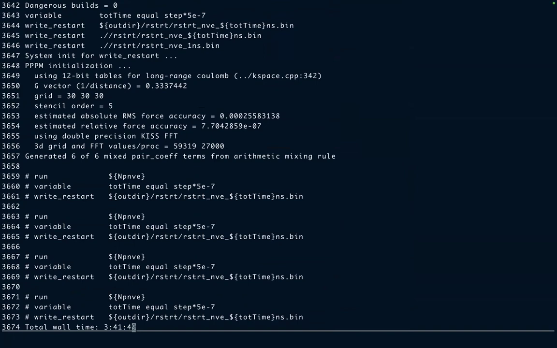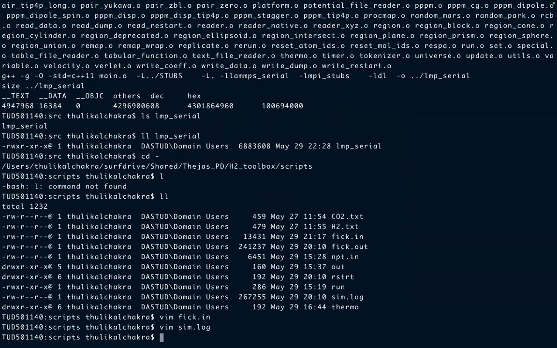And this has successfully run, and it took me 3 hours 41 minutes to run this entire simulation. But be reminded that it is not guaranteed that your Fick diffusivities have already reached or become stable.